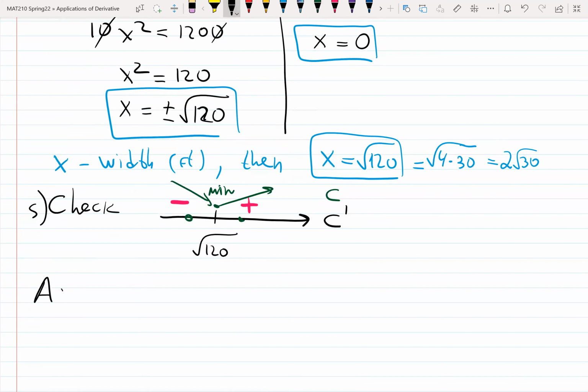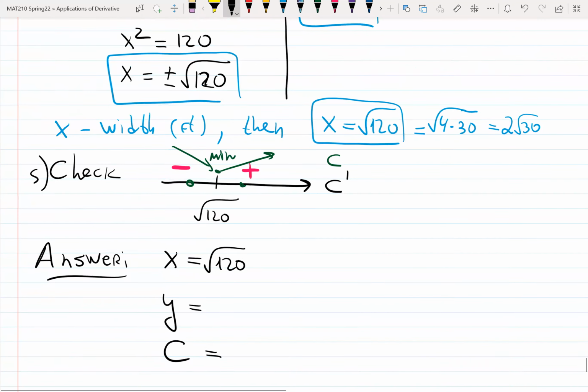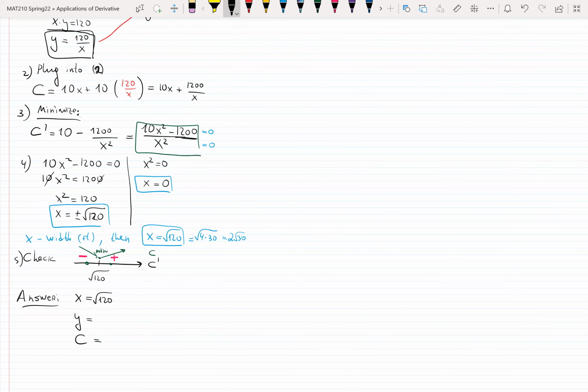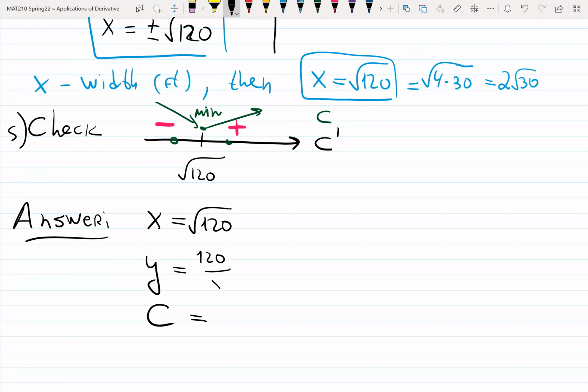Answer. What kind of answers can you have? We found that x should be square root of 120, which is 2 square root of 30. We need to find y, and we need to find what is the cost function then. What is the minimum cost? How to find y? Go to that table, step 1. Here it is in the box. Y is 120 over x. So it's going to be 120 over square root of 120.